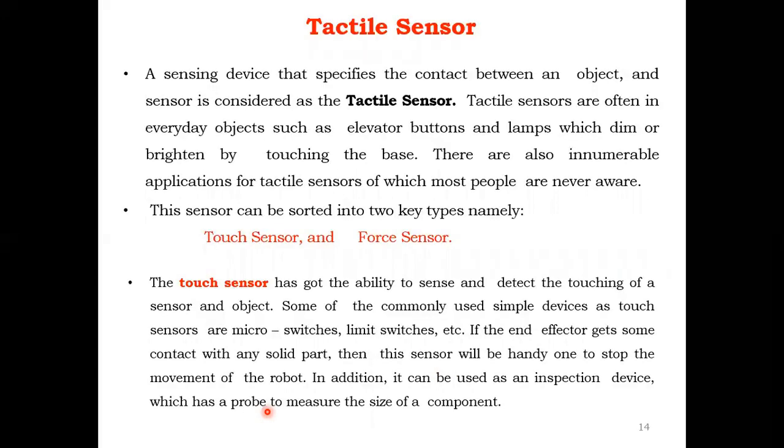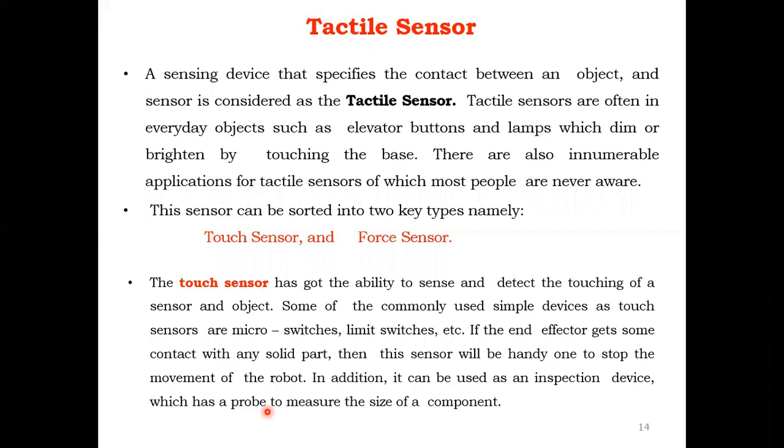Next one is tactile sensors. A sensing device that detects the contact between an object and the sensor is considered a tactile sensor. Tactile sensors are often found in everyday objects such as elevator buttons and lamps that dim or brighten by touching the base. Okay, these are the uses of tactile sensors.